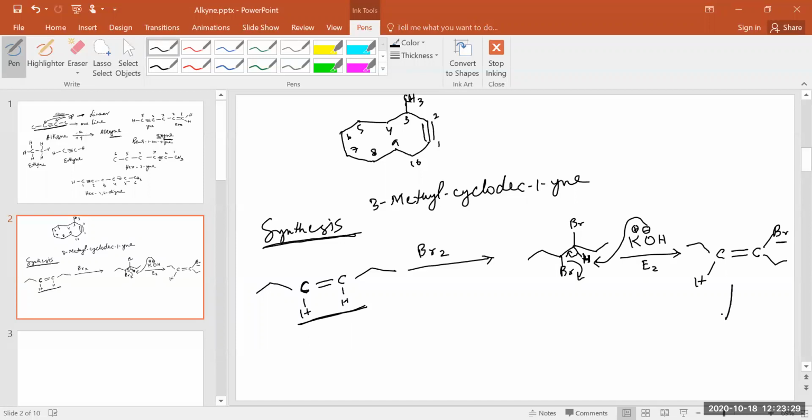Then you take another, stronger base, or sometimes the same base KOH can be used, but we need strong heating conditions. Sodium amide can take this proton and this will leave, so this will form a triple bond. So it's a dibromoalkane, then a vinyl bromoalkene derivative, which gives the alkyne. So this is a two-step synthesis.